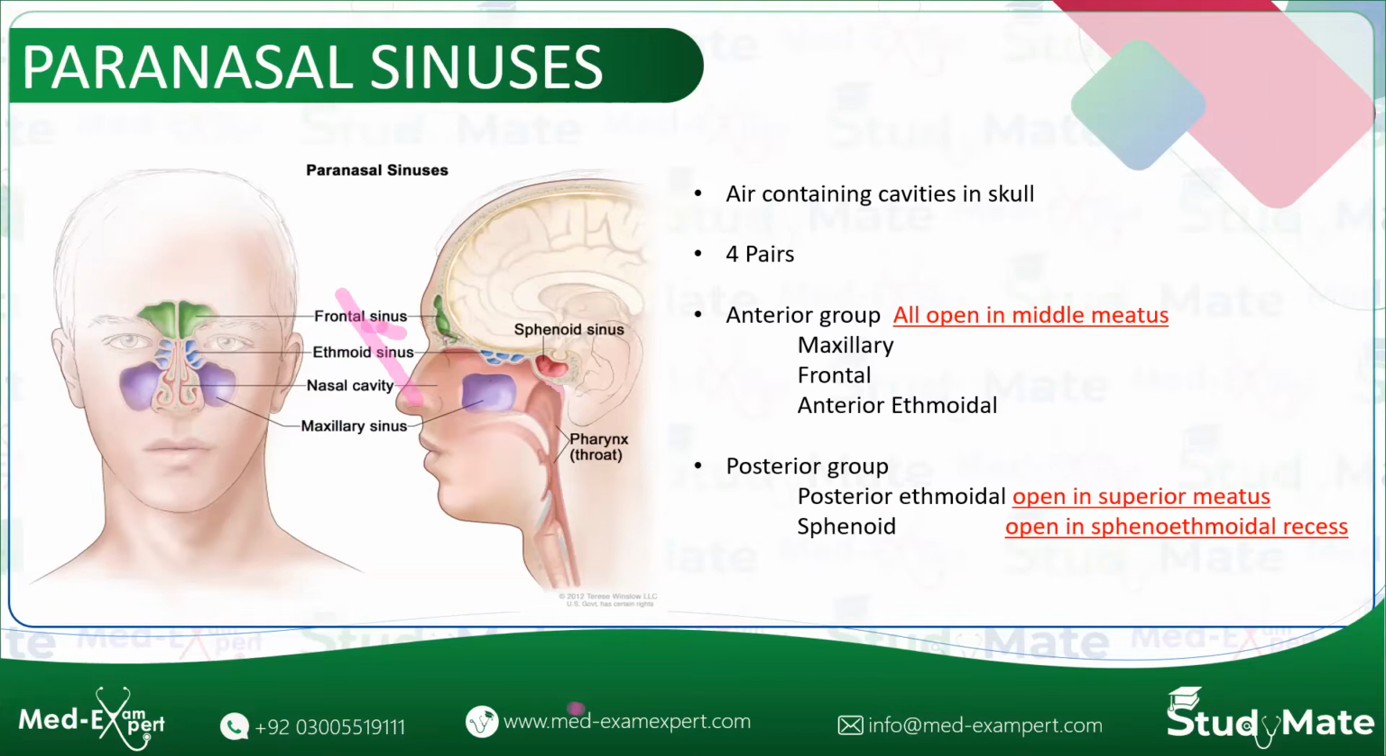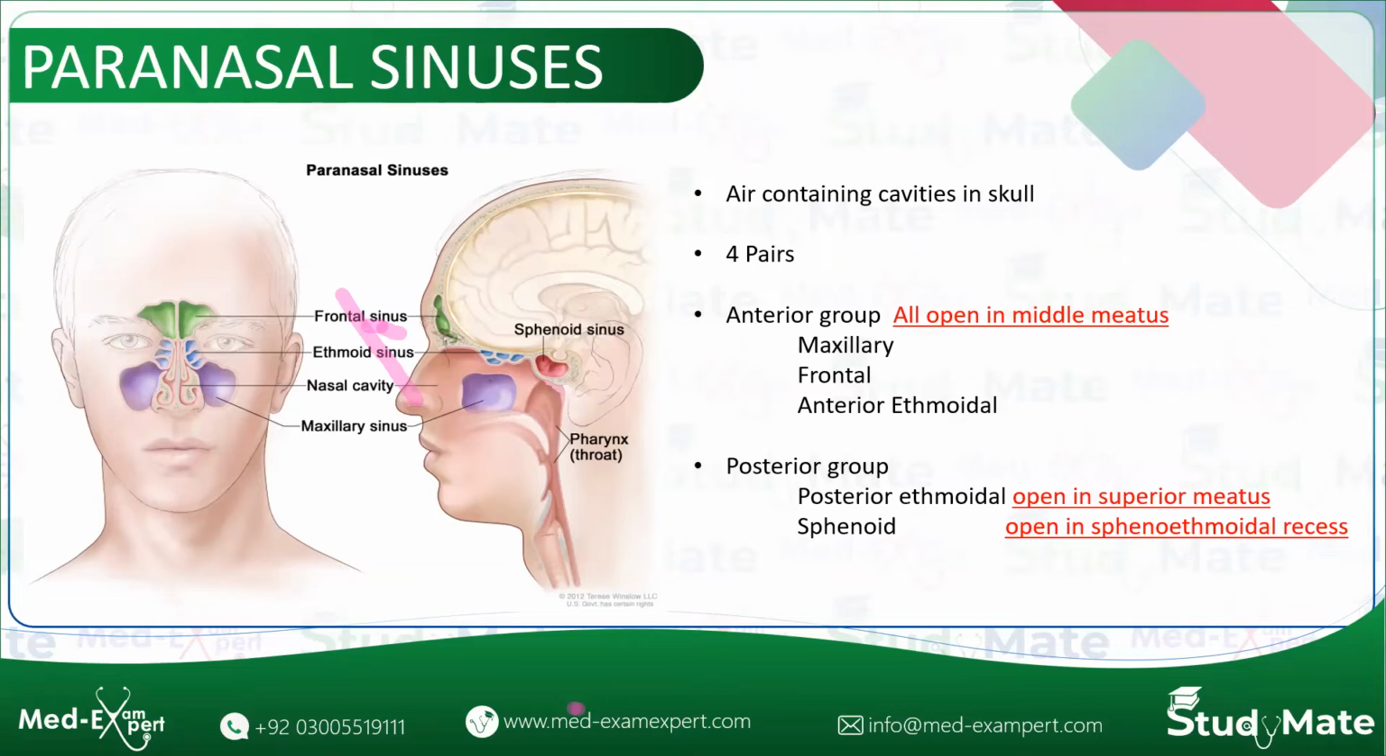Anterior group के जो common बात है that they all open in the middle meatus. We will look at that in detail in the next slide. Whereas posterior group में each sinus की अपनी opening है. Posterior ethmoids open into the superior meatus, whereas the sphenoid open into the sphenoethmoidal recess.